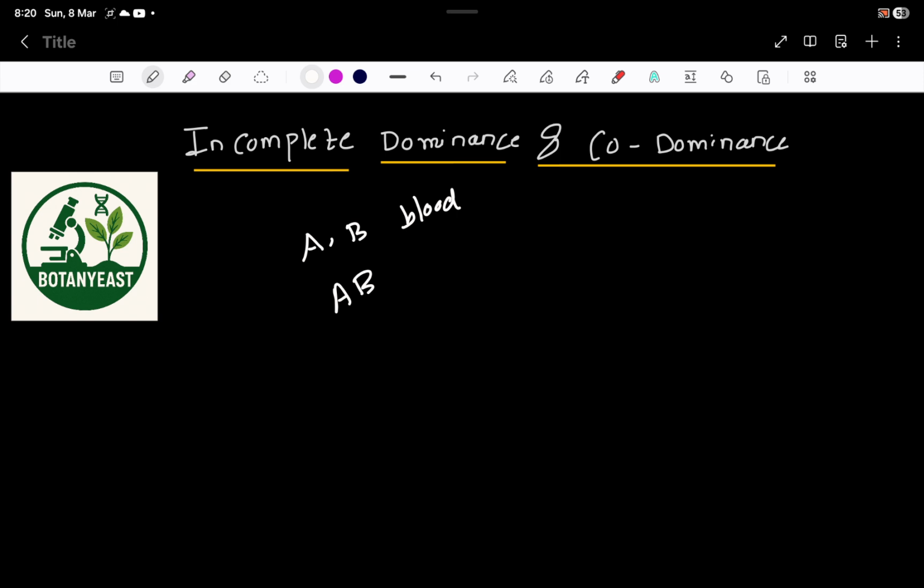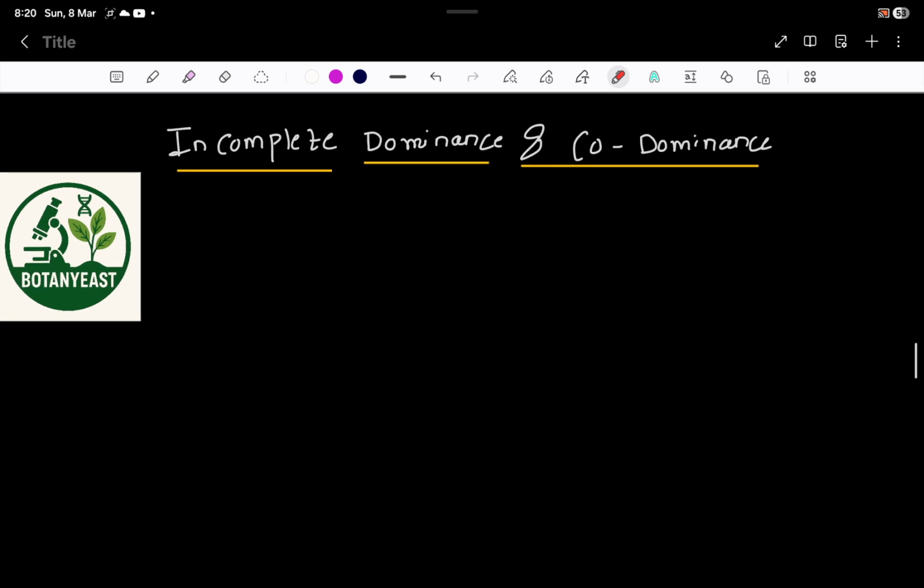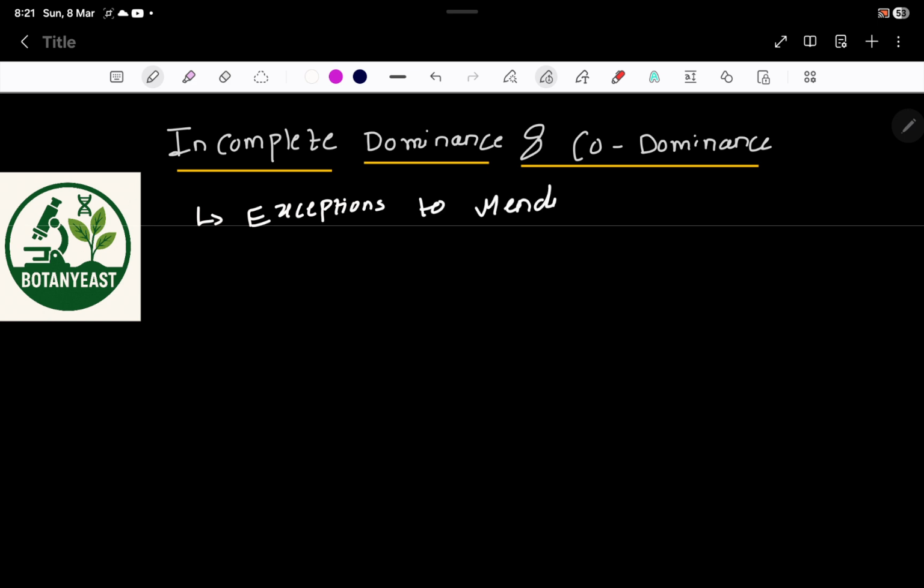Today we will understand two important NEET concepts. One is incomplete dominance. Another is codominance. And both of them are exceptions to the Mendelian concept. Clear?